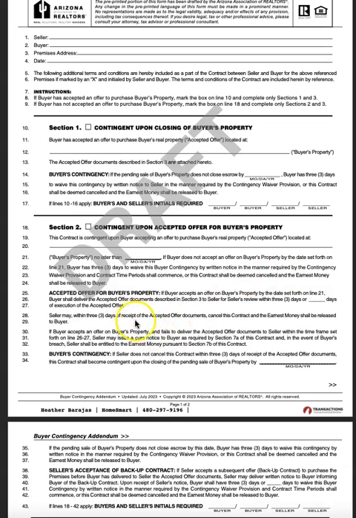Seller may, within 3 days of receipt of accepted offer, cancel this contract and earnest money shall be released to the buyer. If buyer accepts an offer on buyer's property and fails to deliver the accepted offer documents to the seller within the time frame set forth on line 26 to 27, seller may cure notice to buyer as required by section 7A of the contract. And in the event of a buyer's breach, seller may be entitled to earnest money pursuant to section B of the purchase contract. So basically that means seller has a chance to review the accepted offer documents.